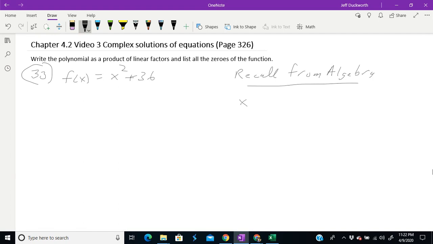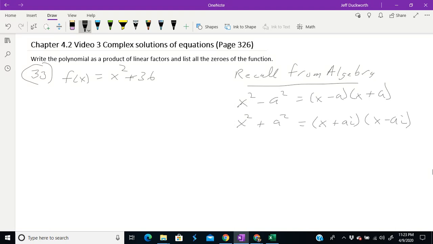x squared minus a squared is equivalent to x minus a times x plus a. We're going to use something similar to that, but there's a formula like that for complex numbers as well. If we have x squared plus a squared, this equals x plus ai times x minus ai. And if you do the FOIL on the right side, you should come up with the sum of those two squares.